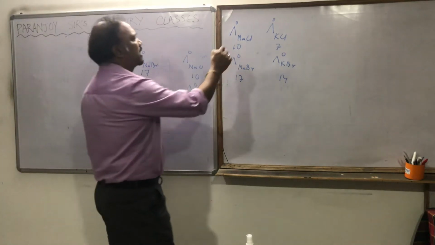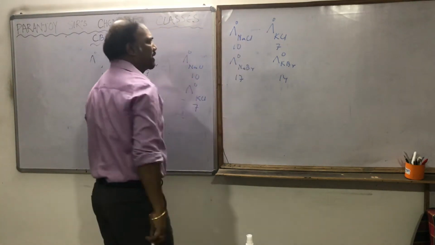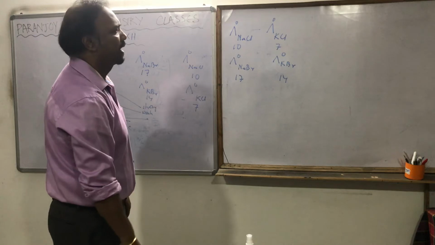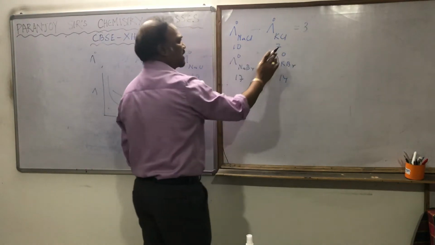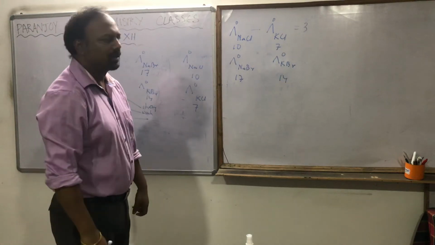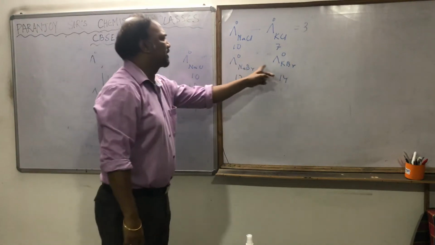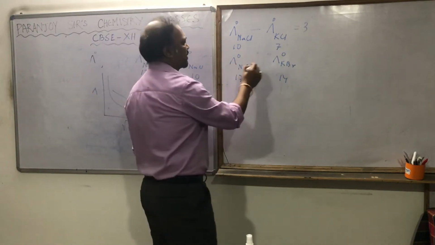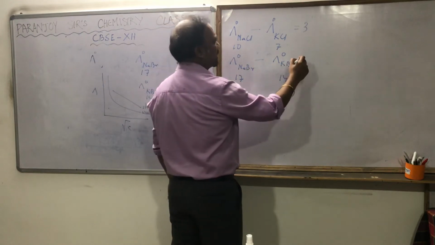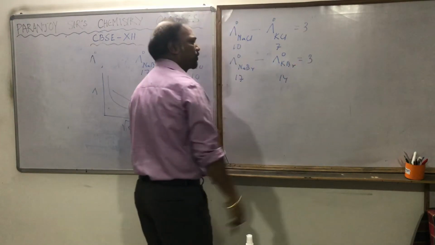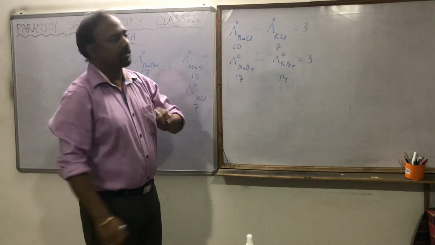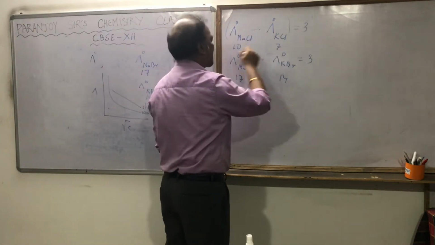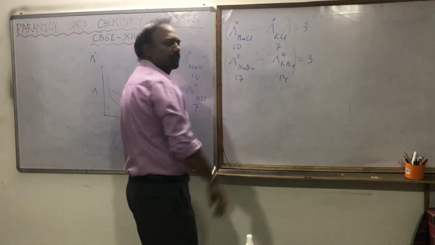You see, if I subtract this from this, means lambda 0 sodium chloride minus lambda 0 potassium chloride, we are getting 10 minus 7, which is 3, right? If we subtract this from this, lambda 0 sodium bromide minus lambda 0 potassium bromide, then also we get 3. Means with subtraction, these values are all different, but the difference between this and the difference between this is the same.